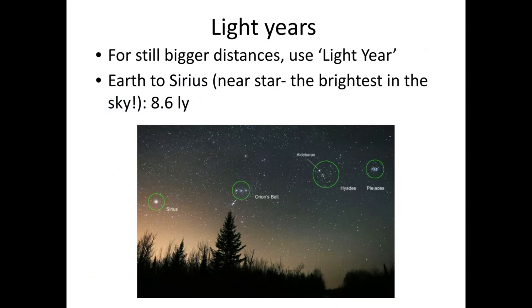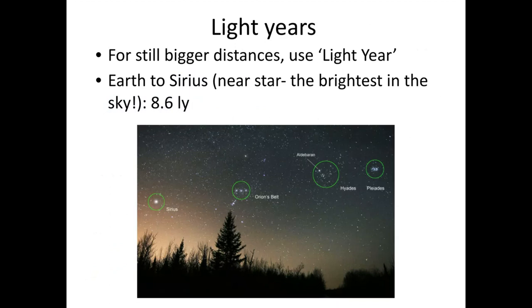So for big distances we use something called the light year. Now here's an example. So the Earth to Sirius. Now Sirius is a near star. It's actually the brightest star in the sky. Okay, and the word comes from a Greek word which means kind of glowing or scorching.